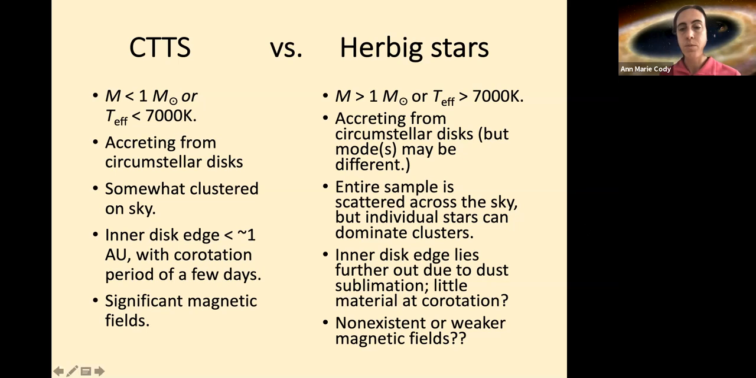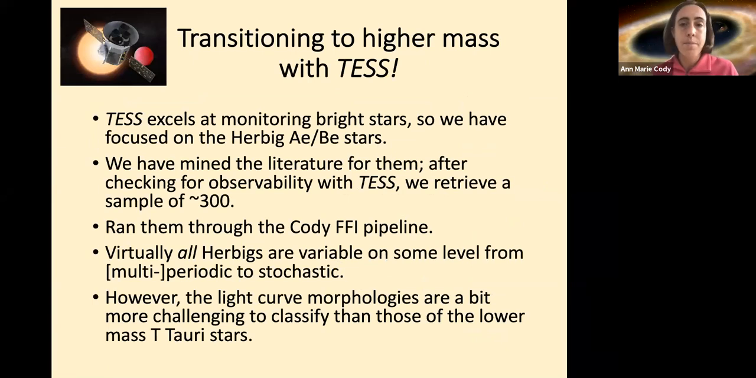That is something that we wish to verify. Magnetic field generation in higher mass stars is a complicated topic, but we also have reason to believe that the magnetic fields are weaker or even non-existent. And that should again show up in the time series dynamics when we look at these stars and attain time series photometry on them. So on that note, what I have been doing, keeping in mind everything that we have learned about low mass stars from previous space telescopes, is transitioning to the higher mass region with TESS.